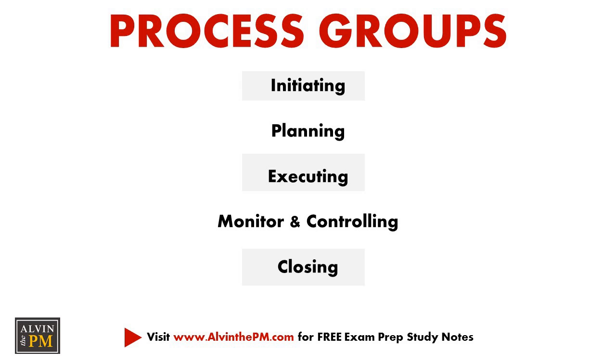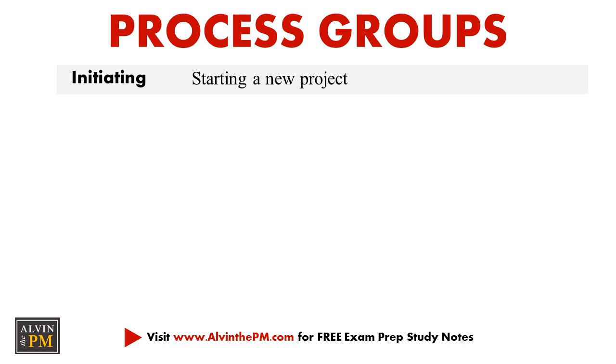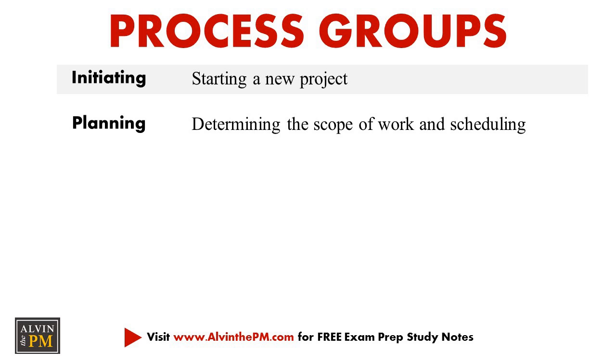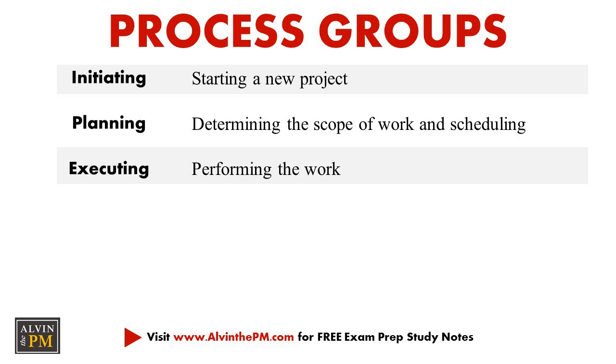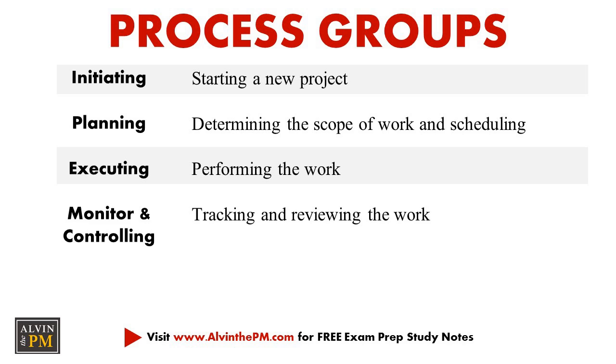So when we initiate a project, we're starting a project and getting approval to formally kick off the project with our team. In planning, we're figuring out what the scope of our work will be and how we'll get the work completed. While we're executing a project, we're performing all of the work that we planned, and when we're monitoring and controlling a project, that's when we're reviewing and making sure that everything is going according to our plan. And finally, in the last stage of the project, we're closing out all of our activities.